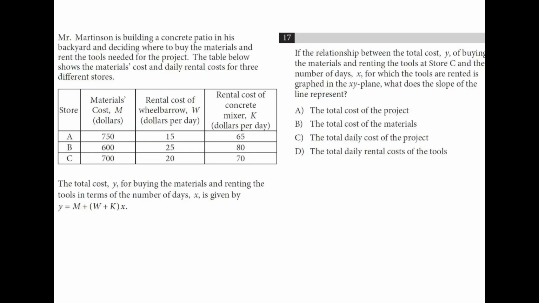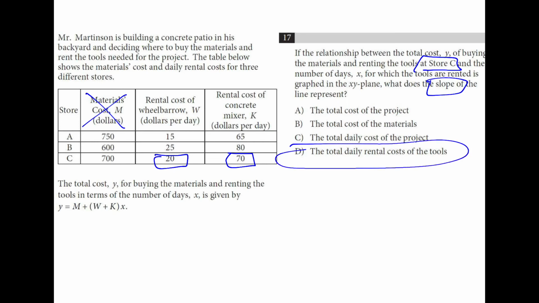We're looking at an equation for store C, and we're looking for a slope, which varies by the number of days. So there's a fixed cost, that's the materials, so we're not going to include that. We are going to add up the dollars per day amounts, 20 and 70. So that'll give us 90, which they didn't even ask us to solve, but it's going to be the total daily rental cost of the tools. Since the materials is a one-time fee, we don't include that.